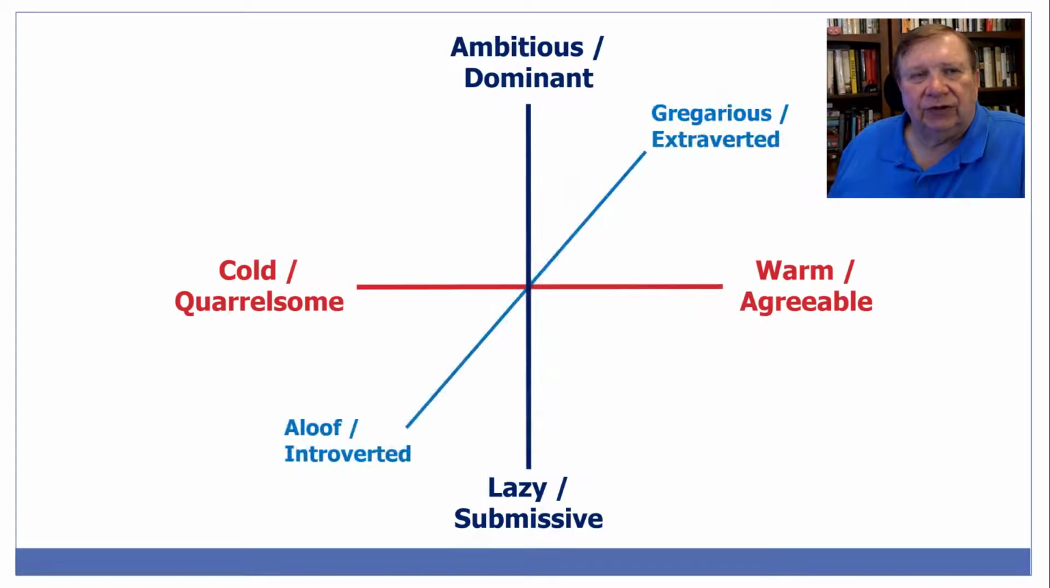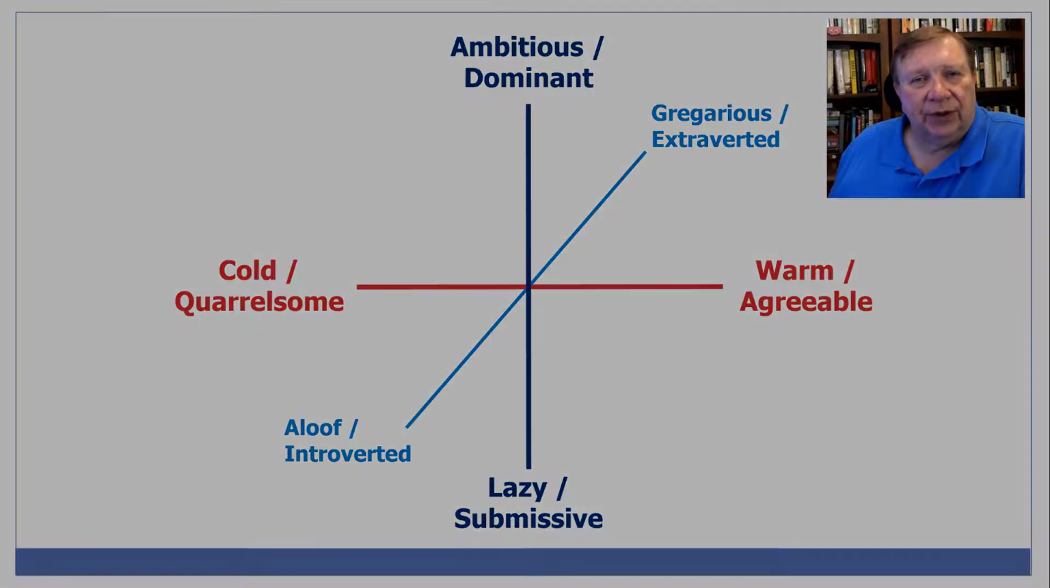Okay, let's get this a little bit more confusing, as if it's not confusing enough for some of you. The trait of extroversion, gregarious extroversion, aloof introverted, is halfway between ambitious and dominance and warm and agreeable, cold quarrelsome, and lazy submissive. So if it's halfway, it's an arc of 45 degrees and a correlation between dominance and ambitiousness of 0.5. Introverted and aloof is correlated negative 0.5 with ambitiousness and dominance.